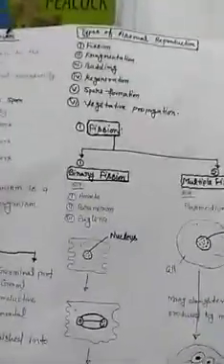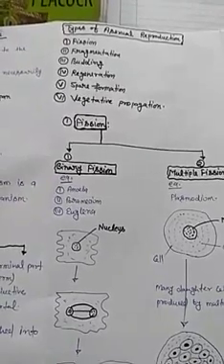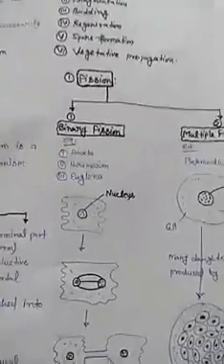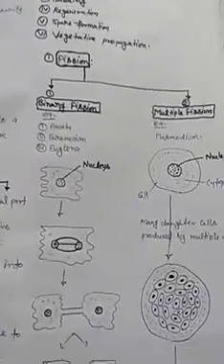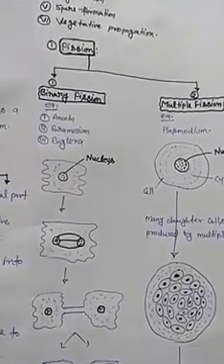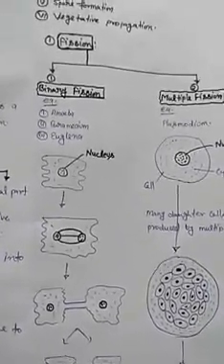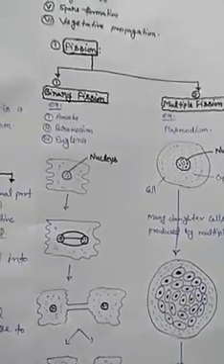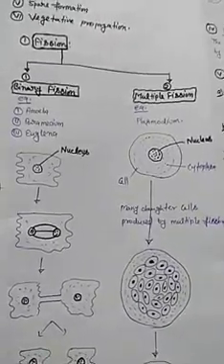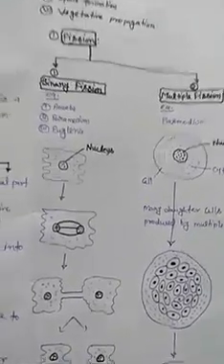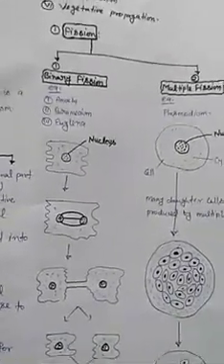Types of asexual reproduction. There are 6 types of asexual reproduction: fission, fragmentation, budding, regeneration, spore formation and vegetative propagation. Fission means splitting of parental cell into new daughter cells. Binary fission and multiple fission. When the parental cell splits into two equal daughter cells, it is called binary fission. When the parental cell splits into more than two daughter cells, it is called multiple fission. Examples of binary fission are amoeba, paramecium and euglena. Example of multiple fission is plasmodium.